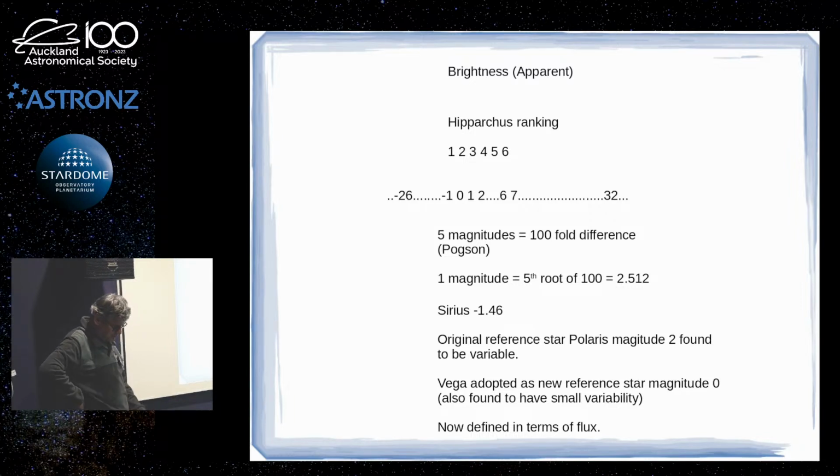The way it works, in scientific terms, or in the modern definition, is that every 5 magnitudes difference is a 100-fold difference in brightness. And this is just an arbitrary thing. It was done to approximate Hipparchus's system. So it basically means that a first magnitude star is 100 times brighter than a 6th magnitude star.